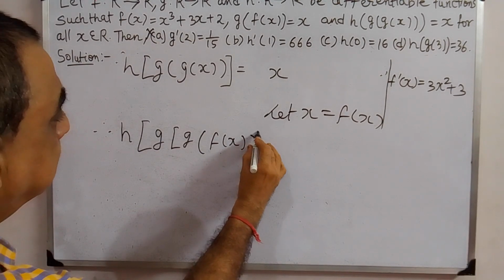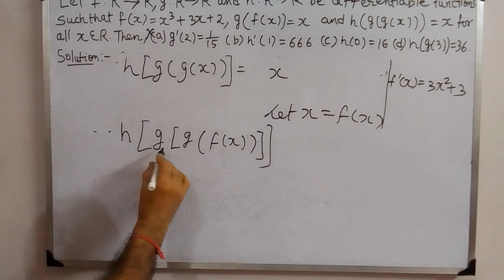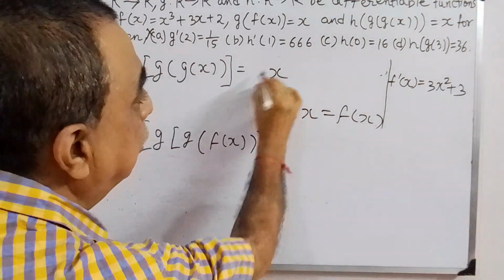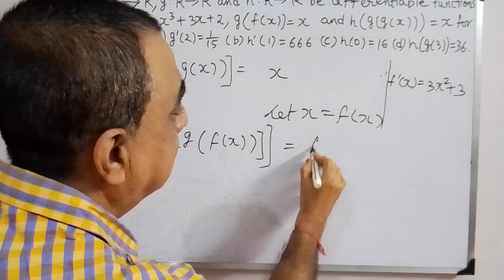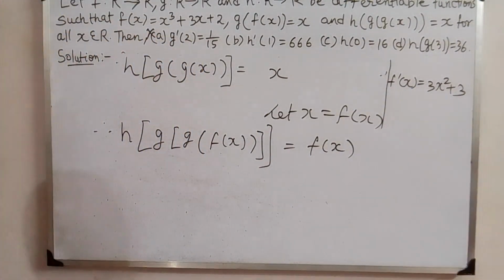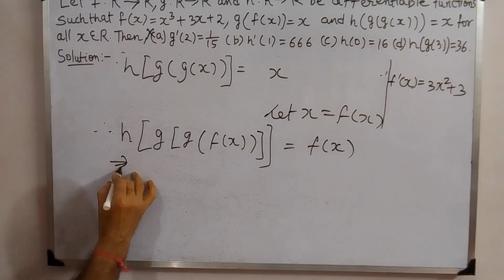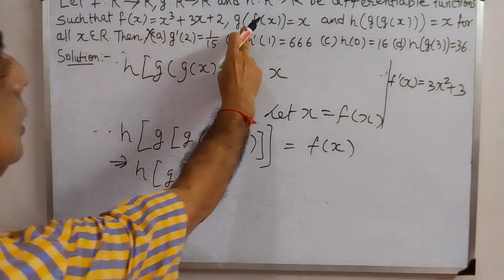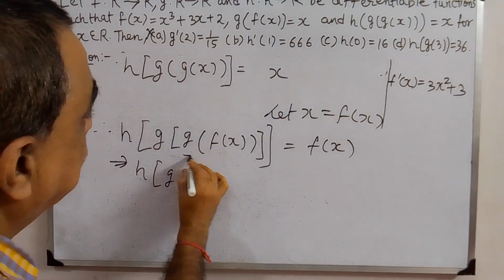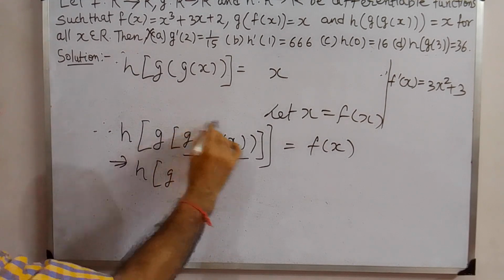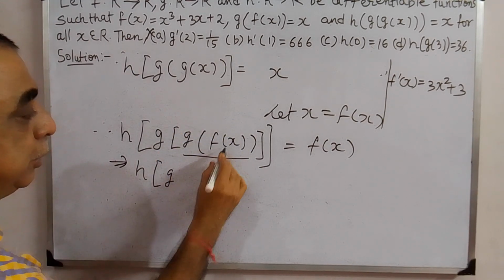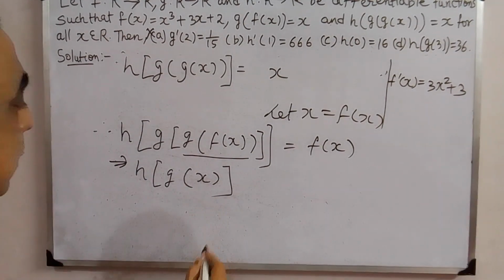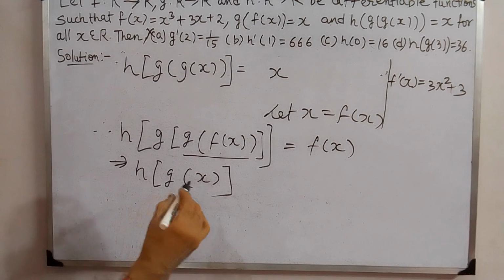So this will become g of g, in place of x I have written fx. So here also, in place of x I have to write fx. Now see what we are getting here: h of g of fx. G of fx is equal to x. So in place of this g of fx, it will be equal to x. Clear? So this will become x.